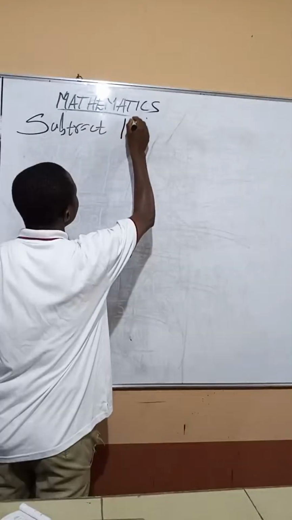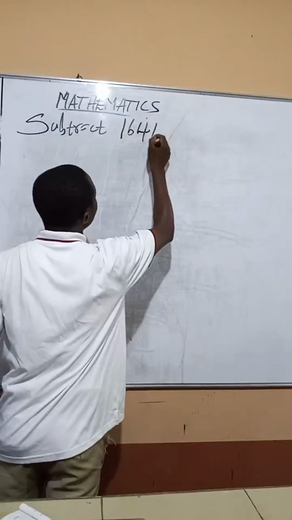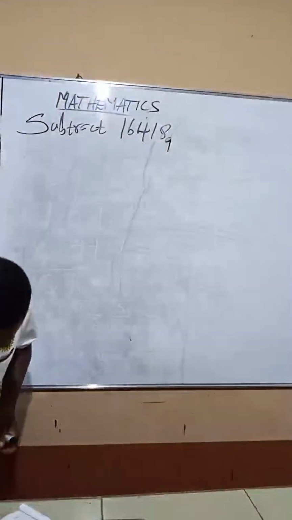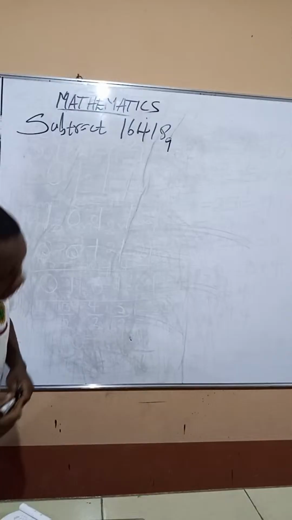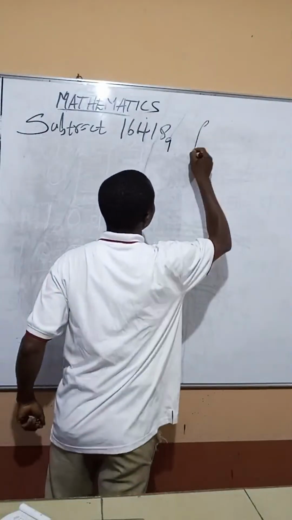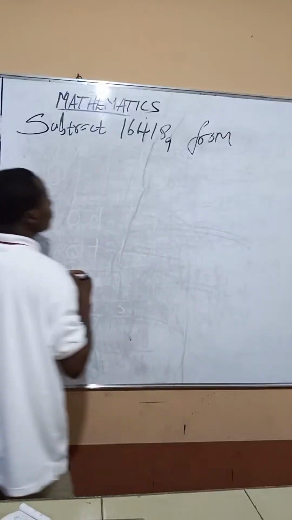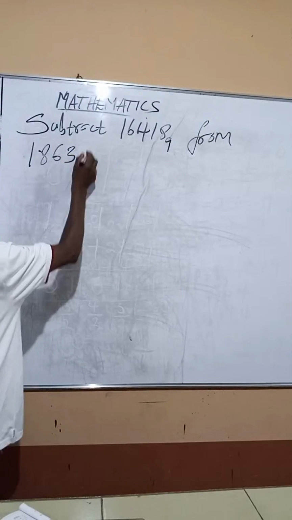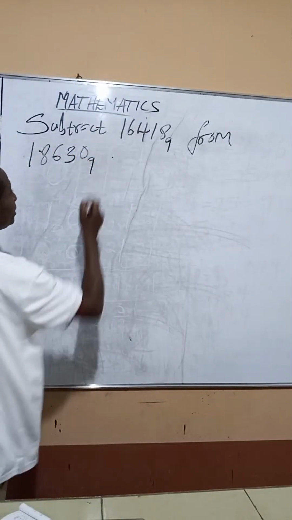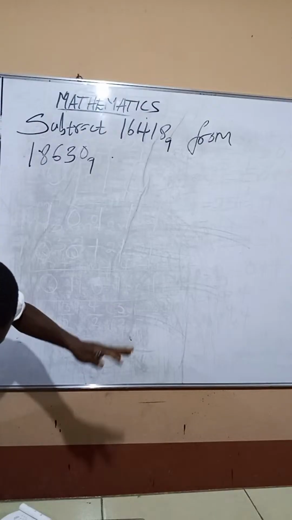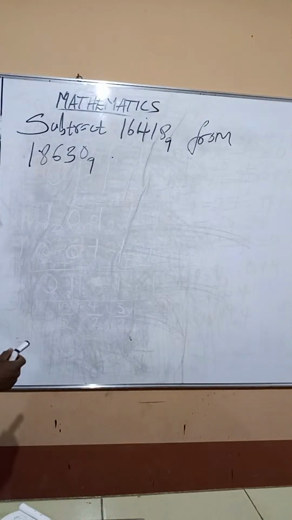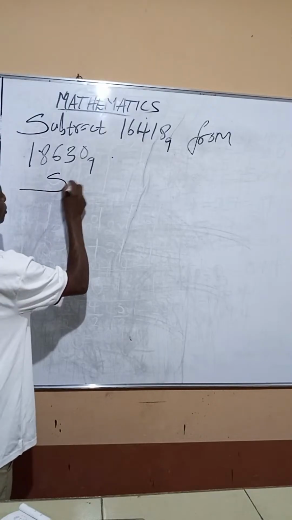Subtract 16418 in base 9 from 18630, still in base 9. Yes, both of them are in base 9. So we are going to subtract this from this. Remember, we have done addition. This is subtraction, so let's look at subtraction.